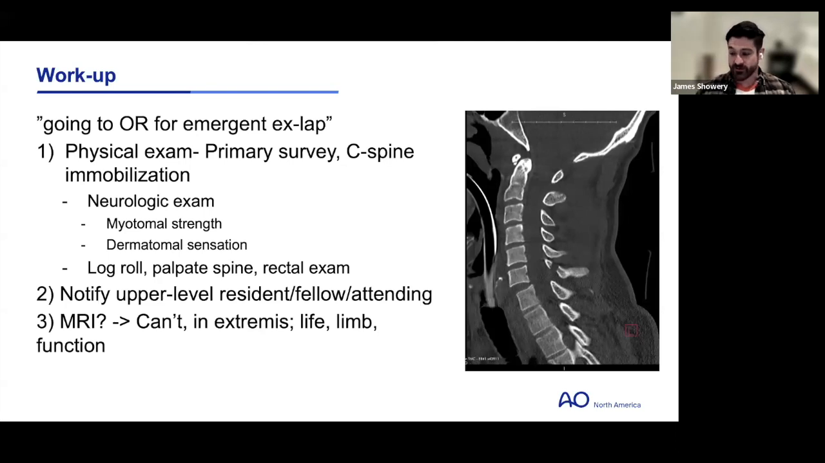And the last piece is like, do we get an MRI, right? So in this situation, they're in extremis. They're hypotensive. They have a retroperitoneal bleed. They need an XLAP to save their life. So you can't get an MRI. You just have to know that there's likely a spinal cord injury, unstable injury. MRI won't change what you're going to do anyway.